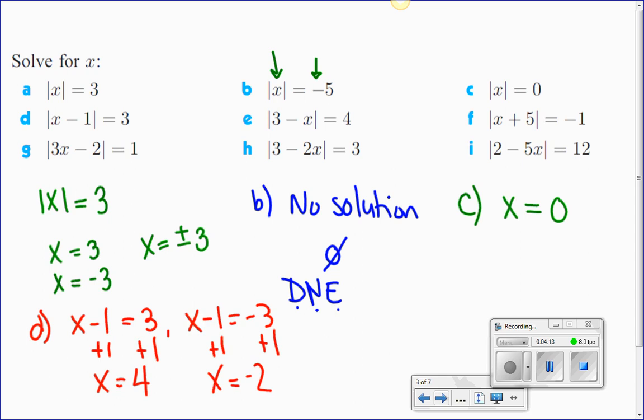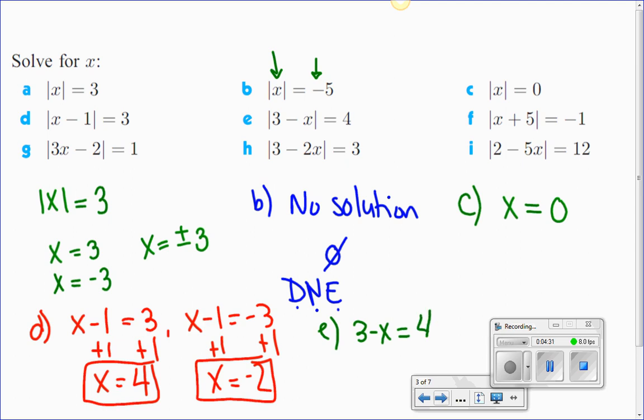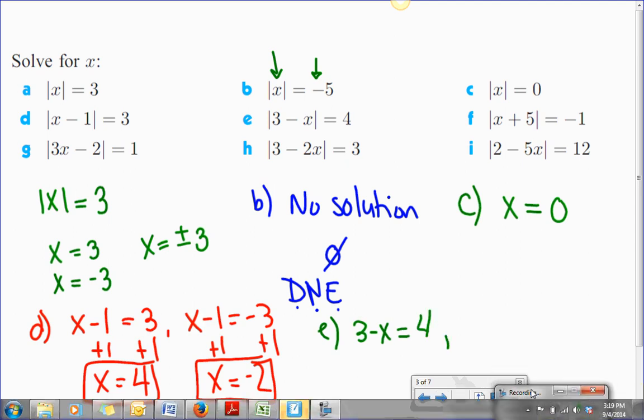Notice, for a final answer, it's not plus or minus 4 or something like this. It's positive 4 and it's negative 2. So be careful to write two separate equations when solving those. Okay, letter E. We've got 3 minus x is equal to 4, or 3 minus x is equal to negative 4. And we're going to solve both of those.